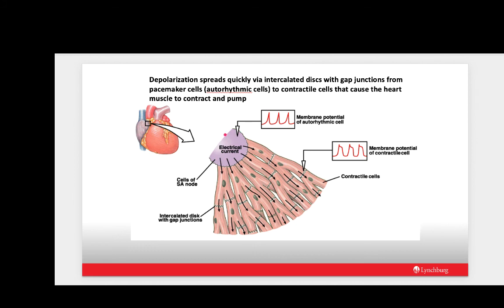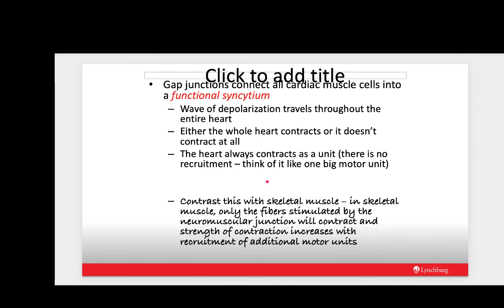And this is what it looks like. We would have an area of pacemaker cells located through here. As they depolarize, they're going to spread that wave of depolarization throughout the rest of the heart muscle. This enables all of the cardiac muscle cells in the heart to be connected in what's called a functional syncytium. This is the fact that the wave of depolarization travels throughout the entire heart through gap junctions.